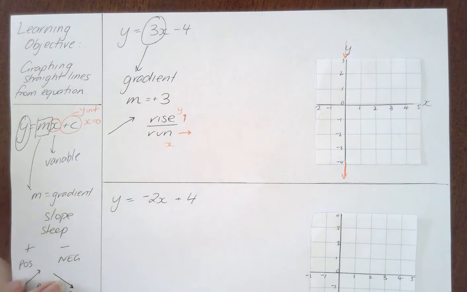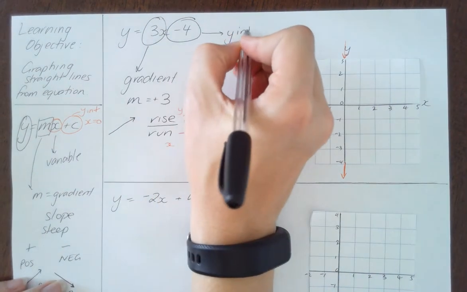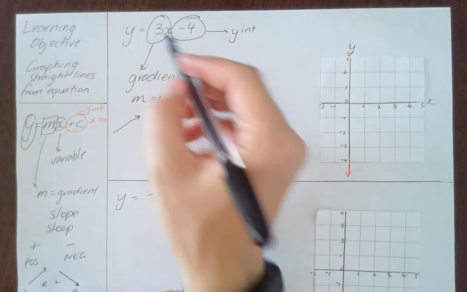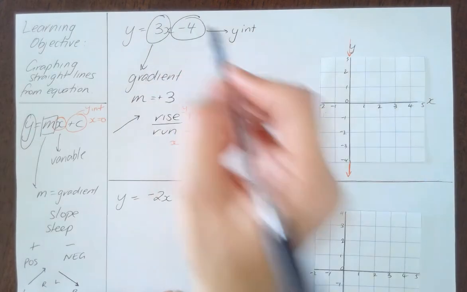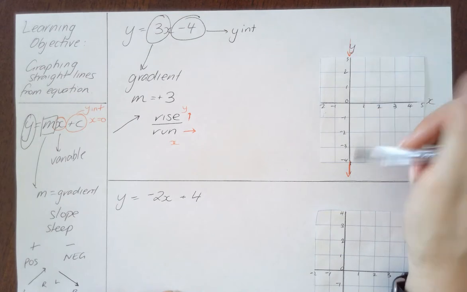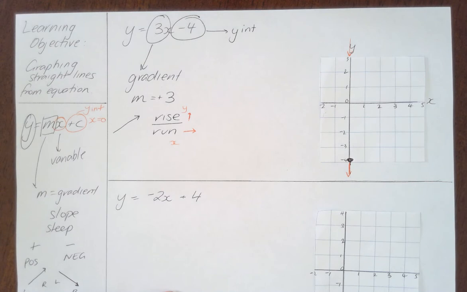We also have this number here. This is our y-intercept, so we can draw that on the graph straight away. When x equals 0, y will equal -4. So it's going to be on the y-intercept crossover. In here is our coordinate for -4 at x equals 0.